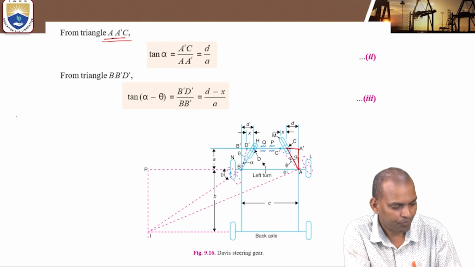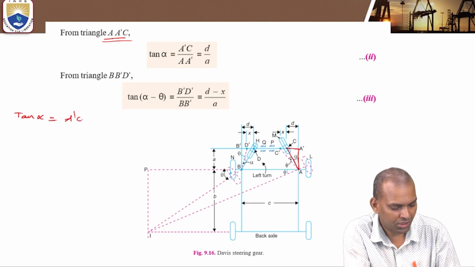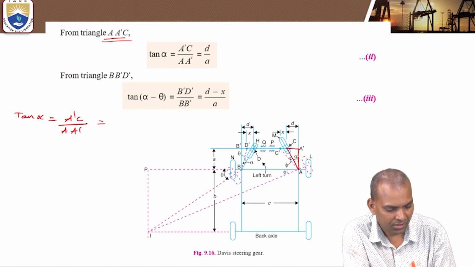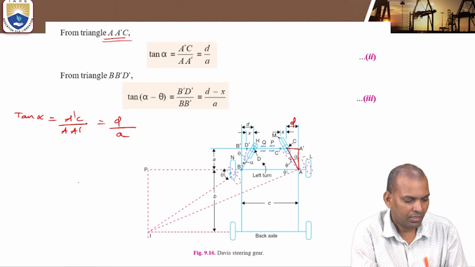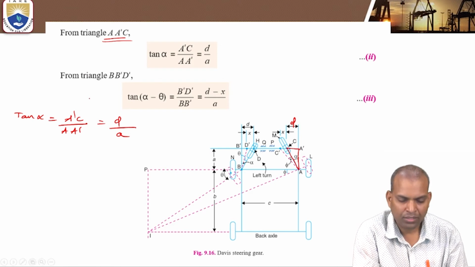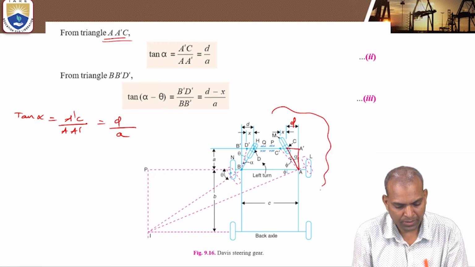From this triangle, tan alpha equals A dash C by A dash. What is A dash C? A dash C is D. A dash is A. Next, from the triangle, now this portion is what? Our right side portion was completed.